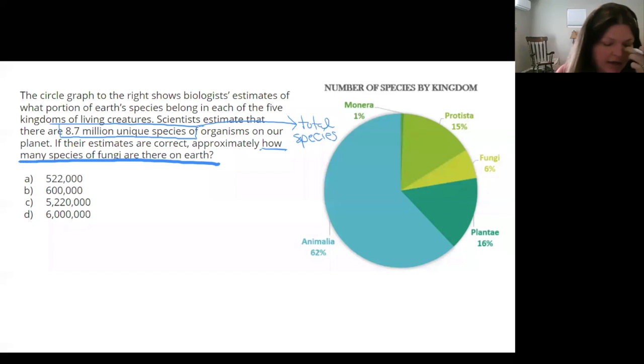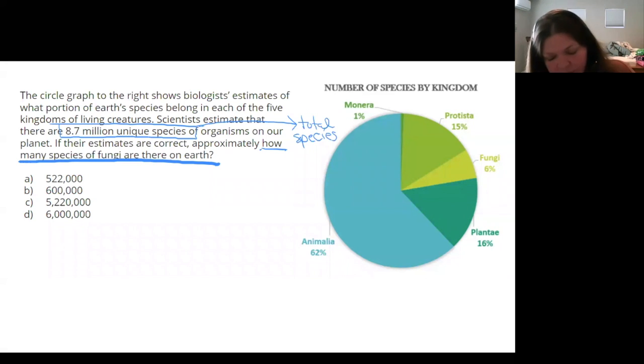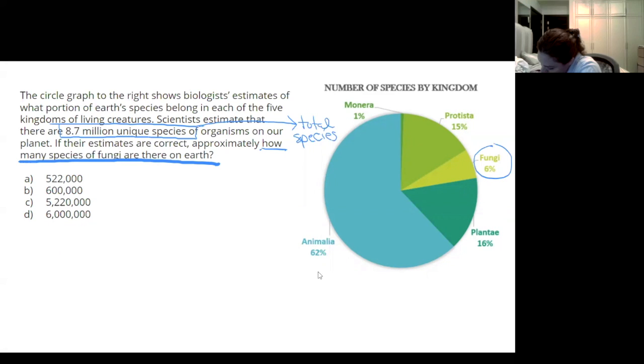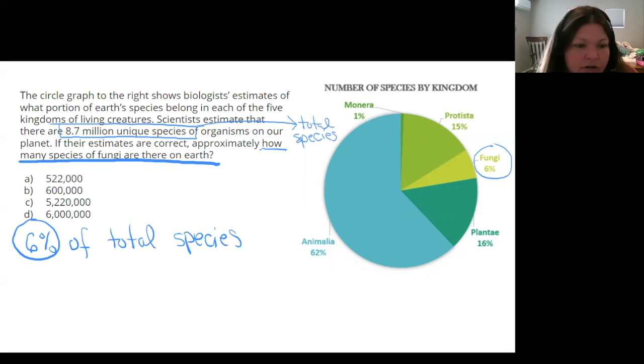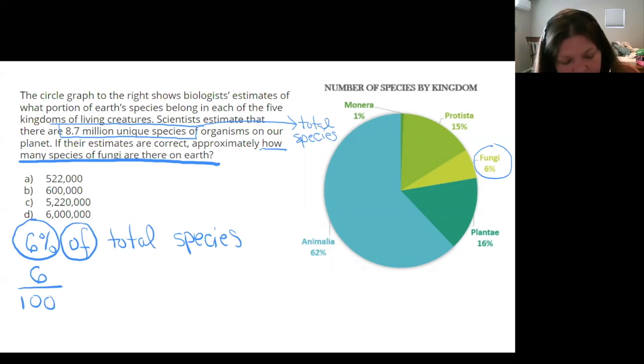Okay, so let me back up to what Manal's saying. Manal knows something about percents. She's saying if 6% of the total species are fungi, she knows how to translate that into a math statement. What Manal said was, I would do 6 out of 100. Manal knows that percent means the same as out of 100. So one way to think about 6% is the fraction 6 out of 100. Manal also obviously knows that of means to multiply.